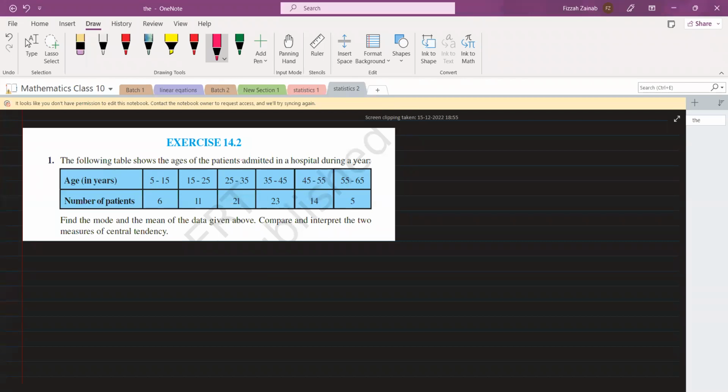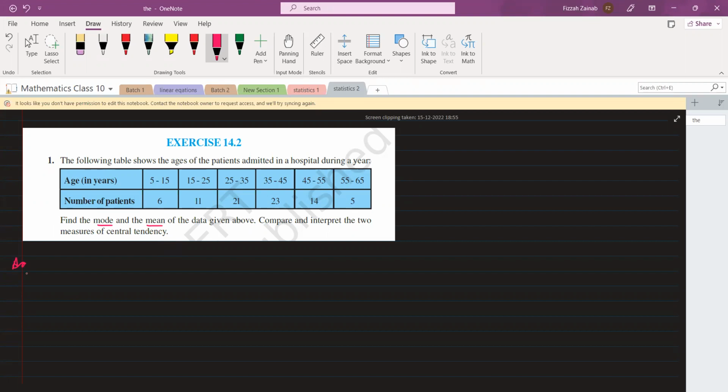Okay, now 14.2, I'm starting. The following table shows the ages of patients and the number of patients. Find the mode and the mean. Both you have to find. Compare and interpret the two measures of central tendency. Okay, so let us first of all find out mode and mean. So let's find out mean first of all.